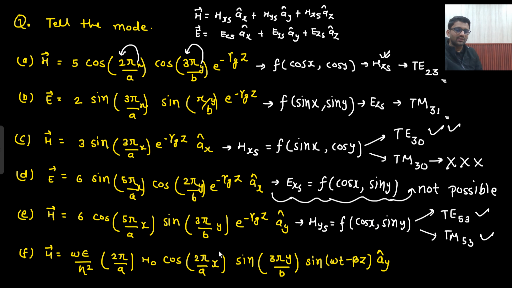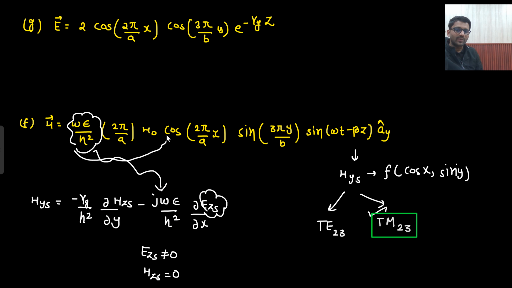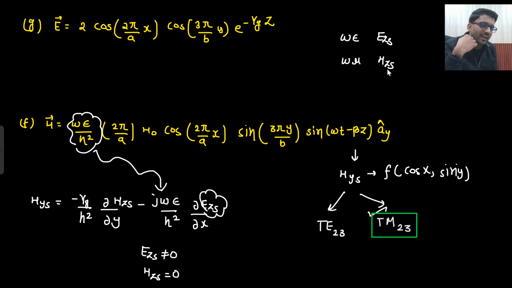Basically here in this question, this 6 is written. So 6 is equivalent to this much of magnitude. They wrote this magnitude as 6. So if I had written a constant value here, then I was not able to conclude. But here I have seen omega epsilon upon h square. So whenever you see omega epsilon, you would know that certainly EZS is existing. And whenever I see omega mu, I will certainly see that HZS is existing. Are you getting this point?